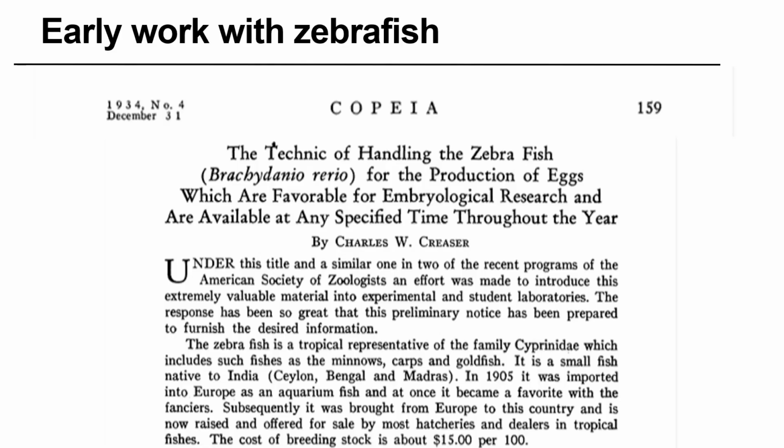So the history of zebrafish really starts in the 1930s with a paper by Charles Kreisser in 1934. Kreisser proposed that zebrafish would make a great model system for trying to understand the development of animals. And what's remarkable about this paper is how similar his conclusions are to the conclusions and justifications that we would use today. He puts together a list of the advantages of the system, and it's exactly the same list of advantages that I would put together.